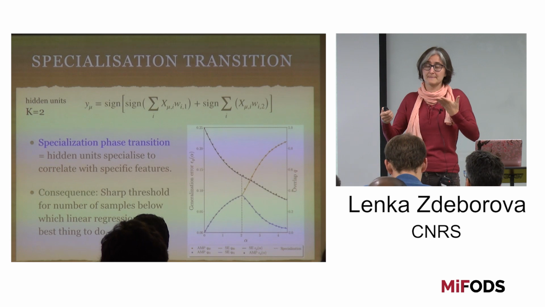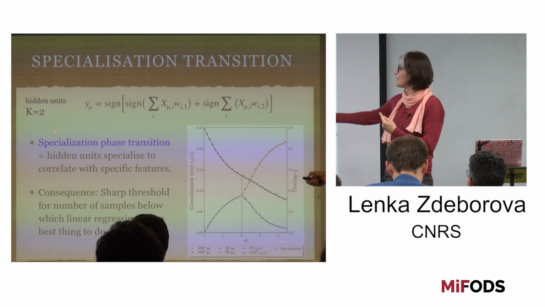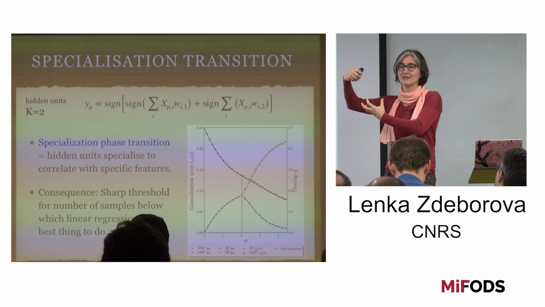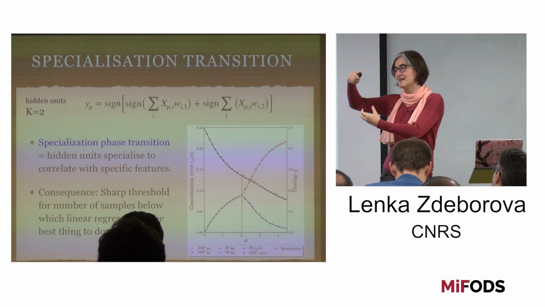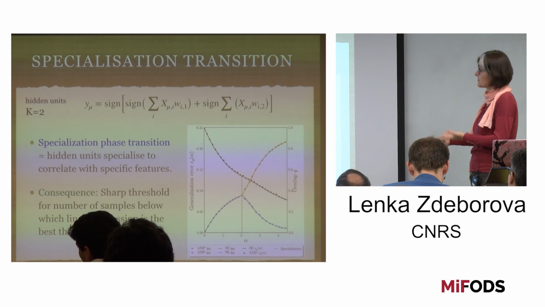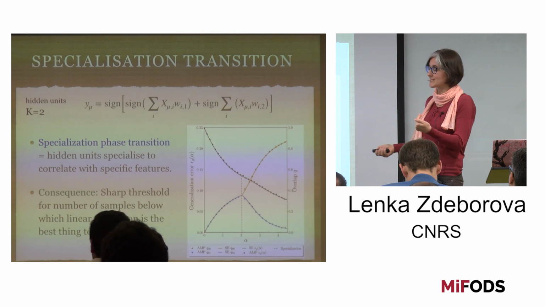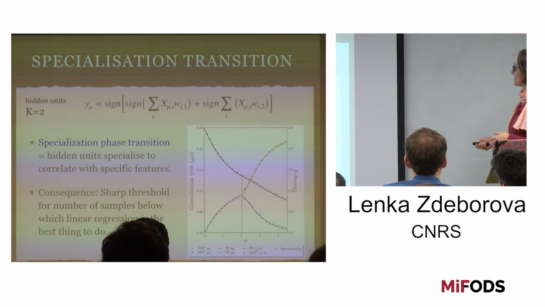And above that number of samples, you can actually do better and realize that the teacher had 2 hidden units, and hence the student should also learn with 2 hidden units that are not the same. That's why this transition is called the specialization phase transition, because the student realizes that the 2 hidden units you have given to it should become specialized to the 2 hidden units of the teacher. So that's a simple model where this fact, that with few samples linear regression is the best, can be put in evidence. I found it interesting, but it has its limitations.